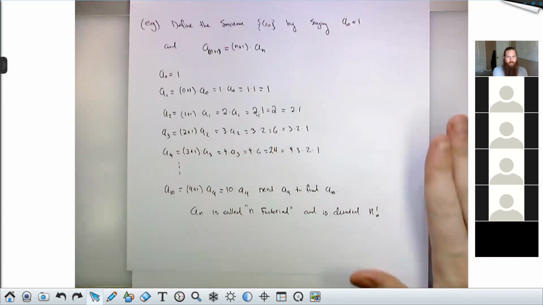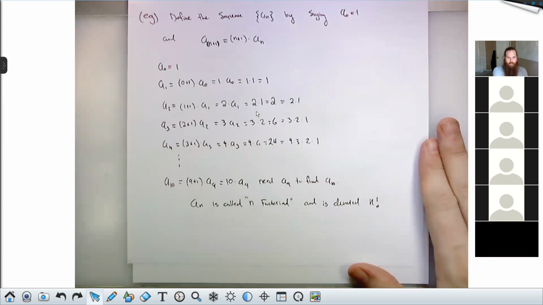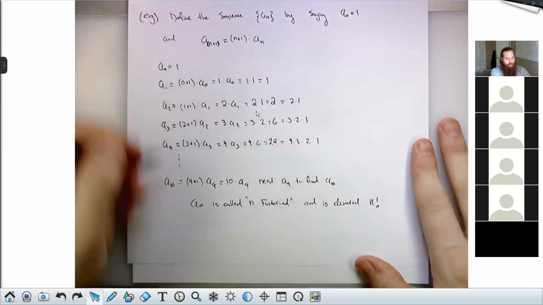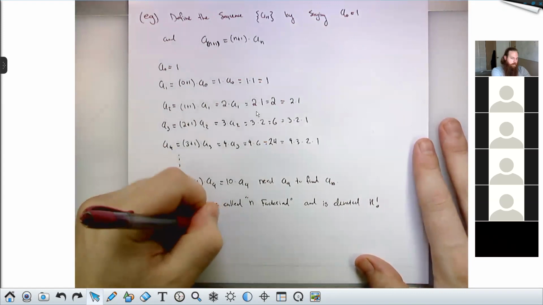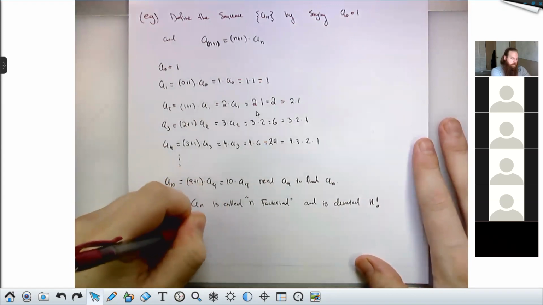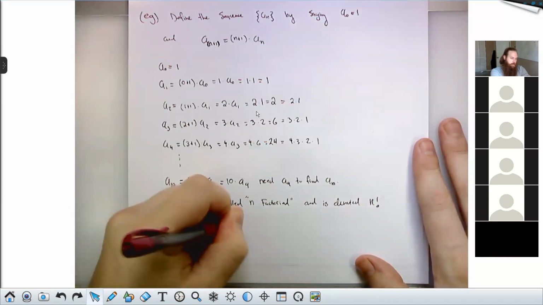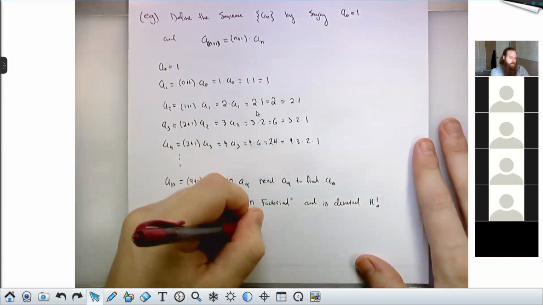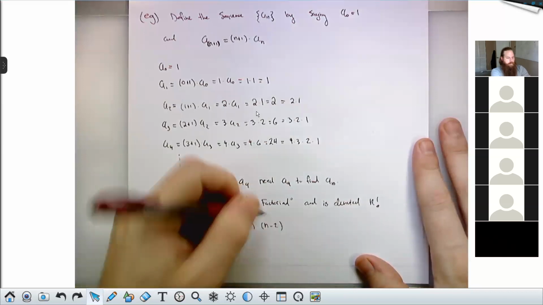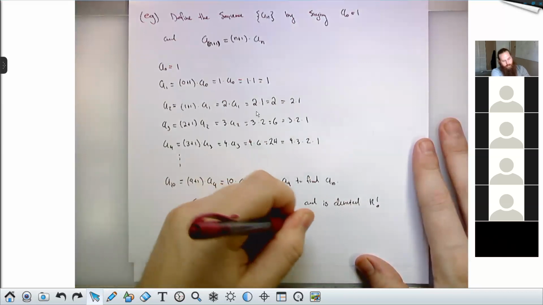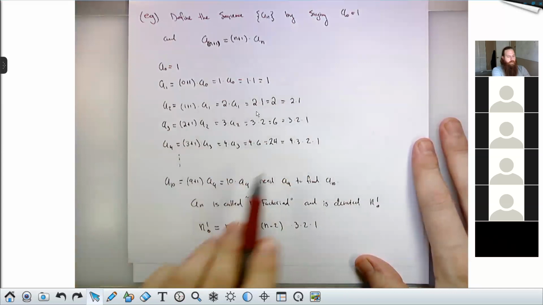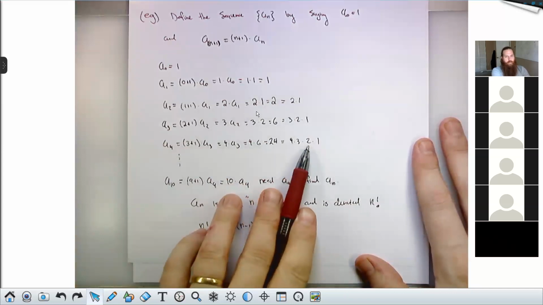It's not typically defined recursively. Although the recursive definition is very useful, the definition that's usually given in pre-calculus classes is n factorial is n times n-1 times n-2 times all the way down to 3 times 2 times 1. So like 4 factorial is 4 times 3 times 2 times 1.